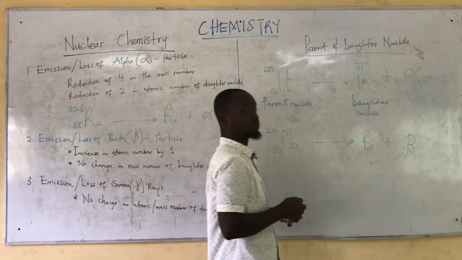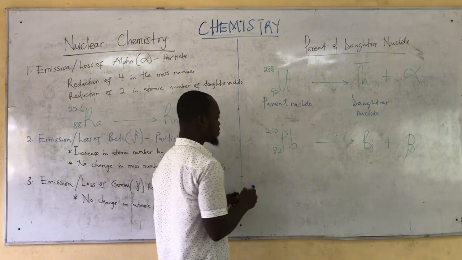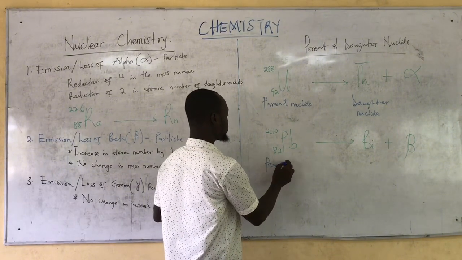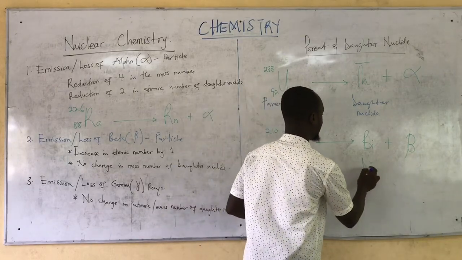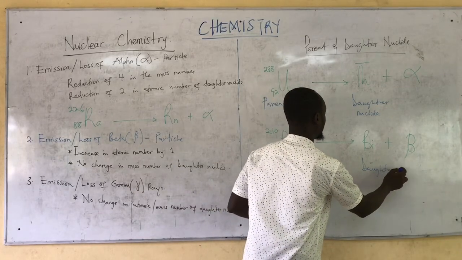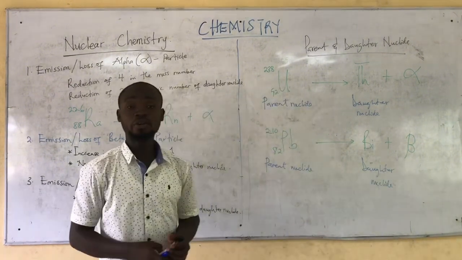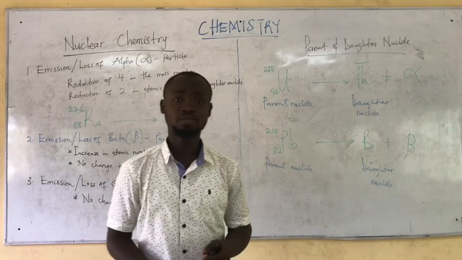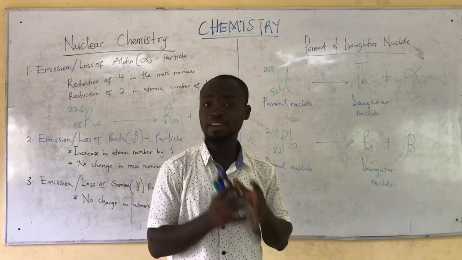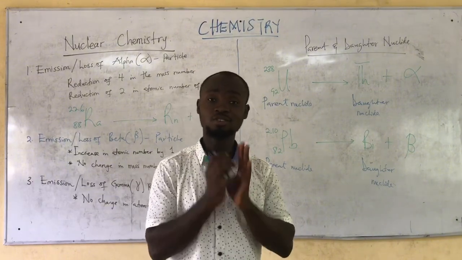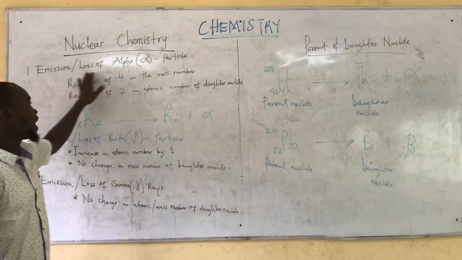Is that okay? So over here, in the next example, our Pb becomes the parent nuclide, and then the Bi becomes the daughter nuclide. Is that okay? So the radioactive element which undergoes the disintegration is known as the parent nuclide. And the one that is formed after the disintegration or the breakdown or the decay is known as the daughter nuclide. Is that okay? Now let's go through emission or loss of an alpha particle.